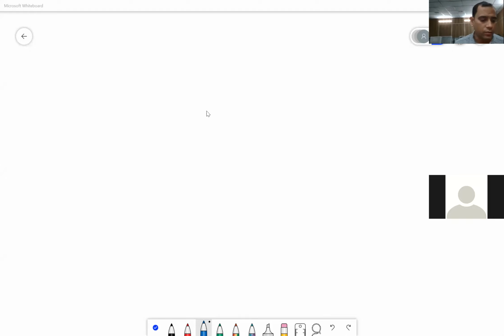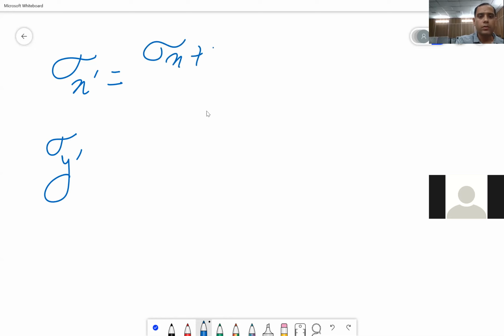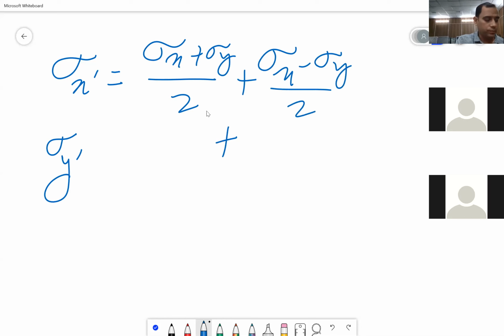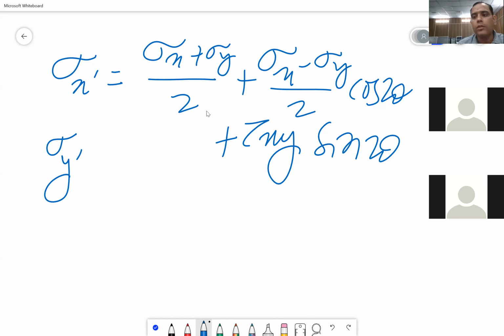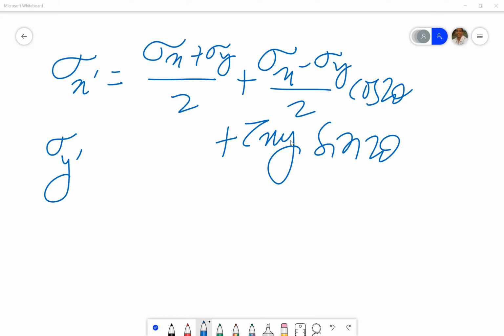Start from the principal stress. Last class we derived the shear stress in terms of tan 2 theta. What we derived last class is sigma x dash and sigma y dash. The formula for sigma x dash is sigma x plus sigma y by 2, plus sigma x minus sigma y by 2 cos 2 theta, plus tau xy sine 2 theta. This is the equation we derived in the last class.